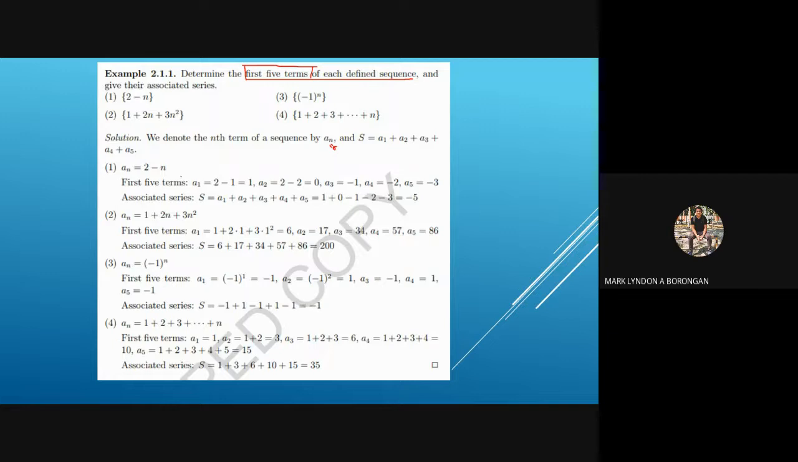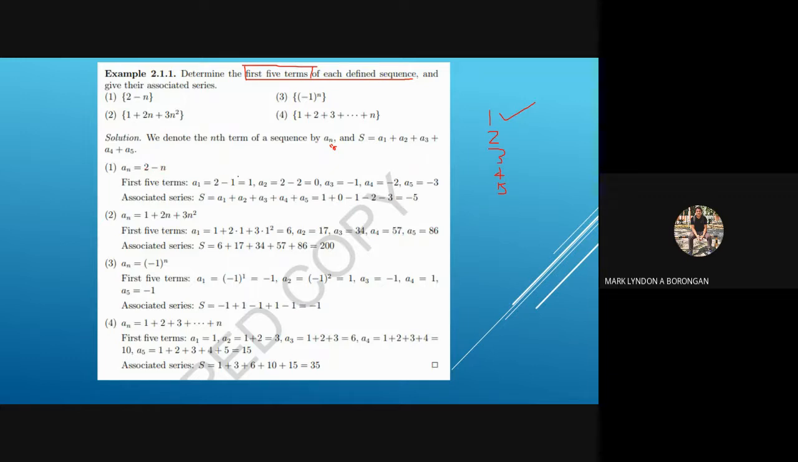Now, for the first 5 terms, how do you get them? To get the first term, all you have to do, using the counting numbers 1, 2, 3, 4, 5, is note that the first counting number that occurs is 1, right? So you have 2 minus n.